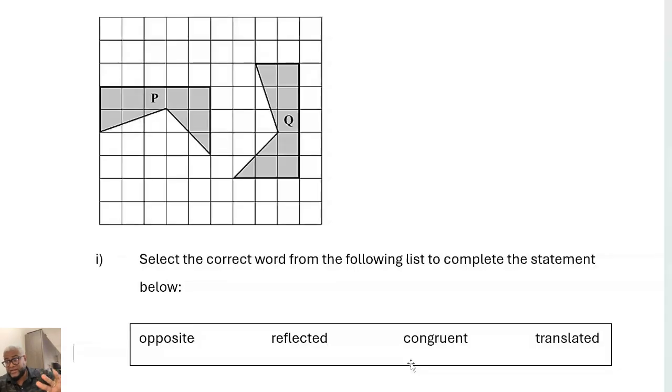Right, so we're looking at these two pentagons. Is P opposite to Q? No. Is P being reflected to Q? No. Now, what does the word congruent mean? That's the definition I give you. Translated? Well, we know it's not translated, because translated means it slides, so it would look the same. This is not looking the same, and it did not say rotated. So let's write what congruent means.